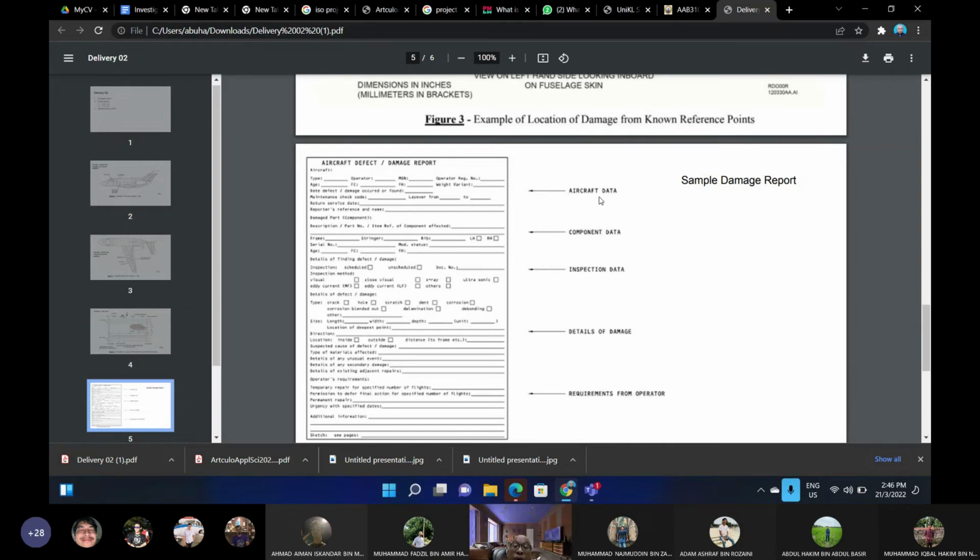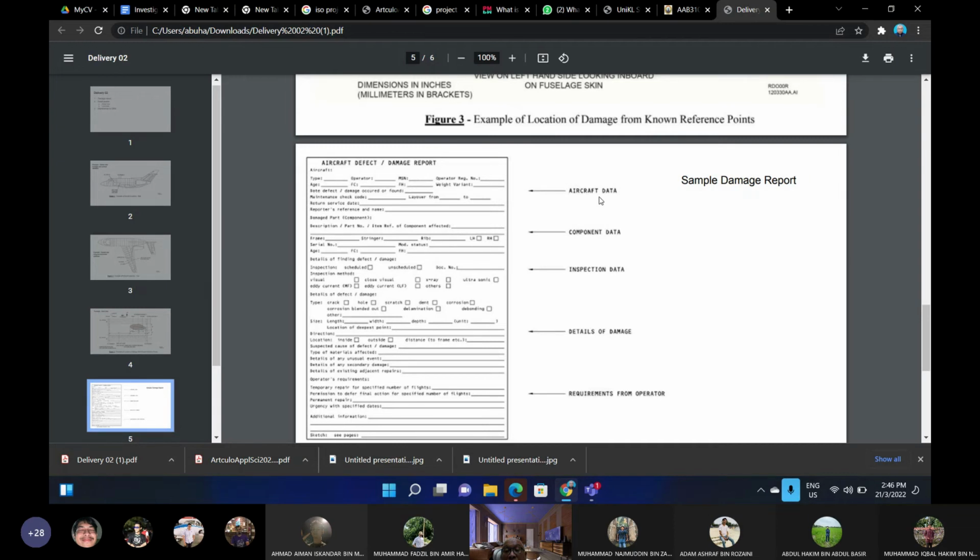Component data: what part has been damaged, skin, frame. You have to list them here in the component data. And inspection data: what kind of inspection has been done on the aircraft structure, and you have to also record and take a note here. Detail of the damage: you have to explain the damage detail briefly here in words, and finally refer to the attached global and local view.